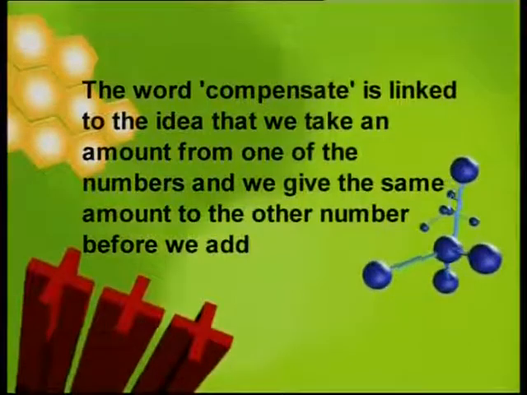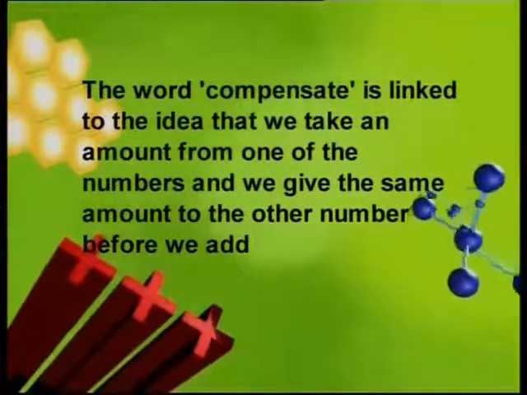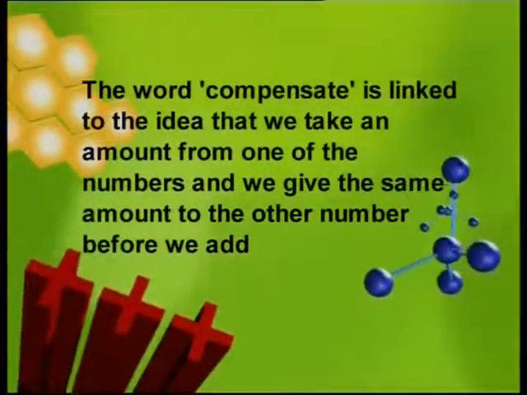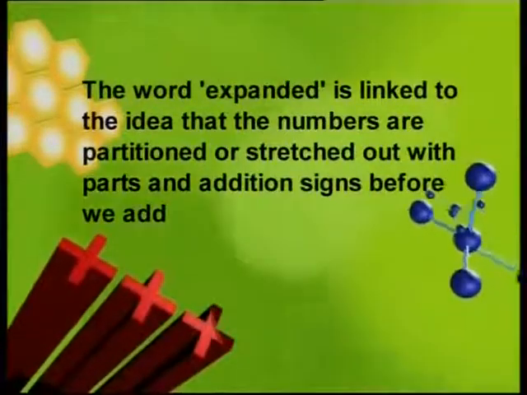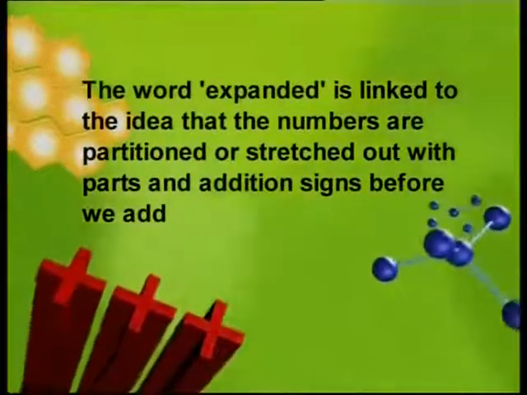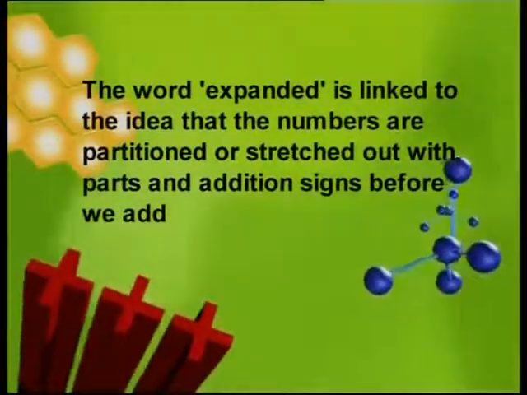In this episode, we will look at 2 methods of adding 2 numbers together mentally, namely compensation and expanded notation. You will see that both methods use numbers that have zeros. The answers will be the same and they will be exact. The word compensate is linked to the idea that we take an amount from one of the numbers and we give the same amount to the other number before we add. The word expanded is linked to the idea that the numbers are partitioned or stretched out with parts of addition signs before we add.